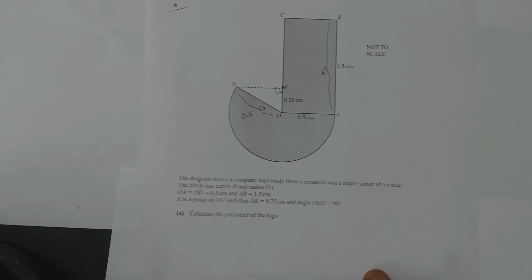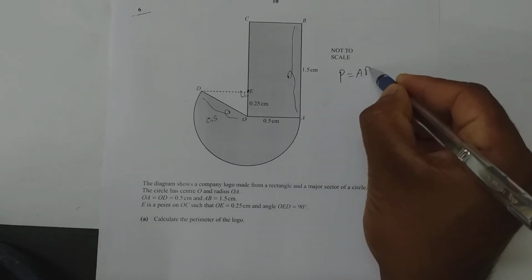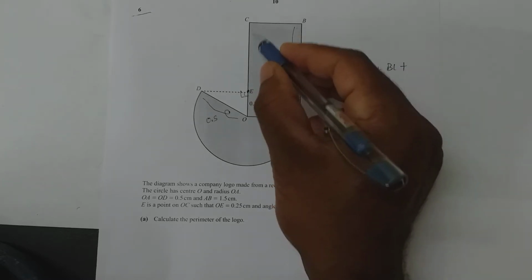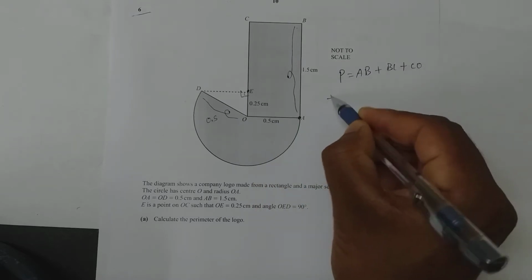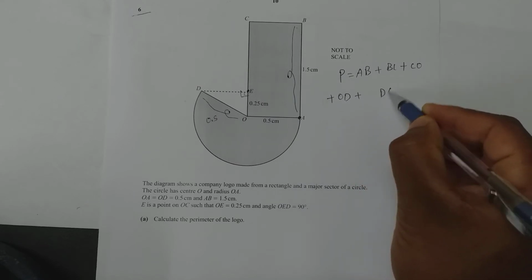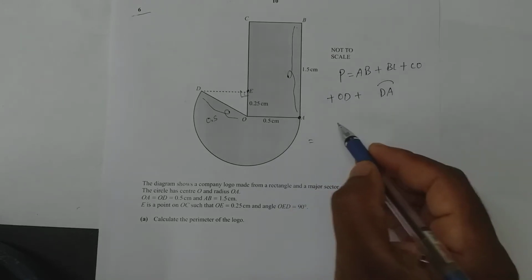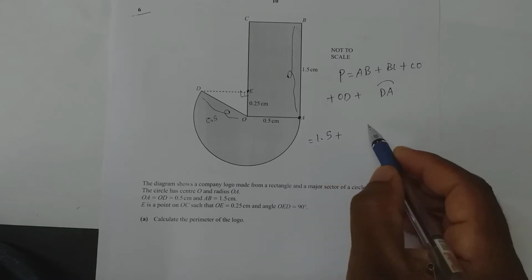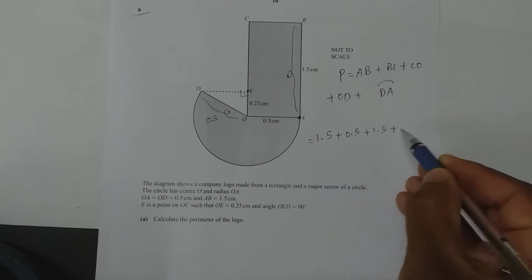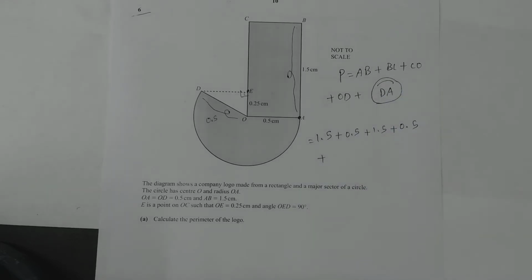Perimeter means what all do I need to add? Perimeter equal to AB plus BC plus CO plus OD plus arc length DA. Let us show an arc on DA. Now how much is AB? 1.5. How much is BC? 0.5. How much is CO? 1.5, plus OD 0.5, plus arc length DA is what you need to find out.